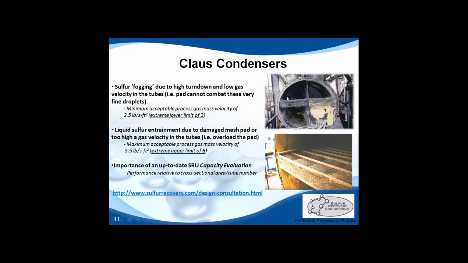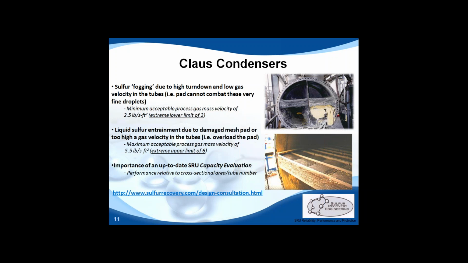Claus condensers. High turndown, meaning low flows compared to normal or design, can lead to a low gas velocity through our condenser or condensing tubes. We call this sulfur fogging. Typically at the outlet of a condenser, we're taking our sulfur vapor product and condensing it in the tubes, along the tubes, producing liquid sulfur.